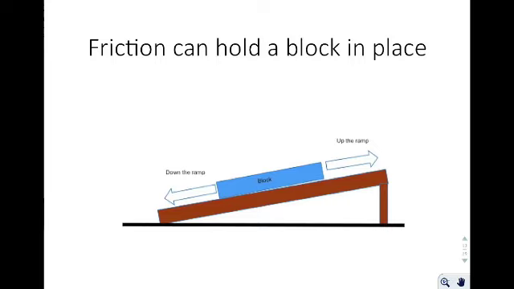Next, it says friction can actually be used to hold a block in place. If you have a block and you have a ramp, the general idea is that the block would go down the ramp because it can just slide down the ramp. But friction can actually do its job in holding this block in place.